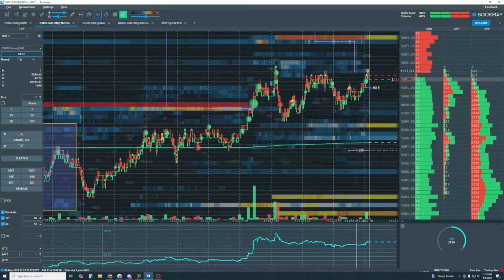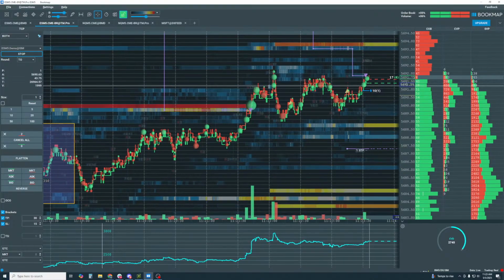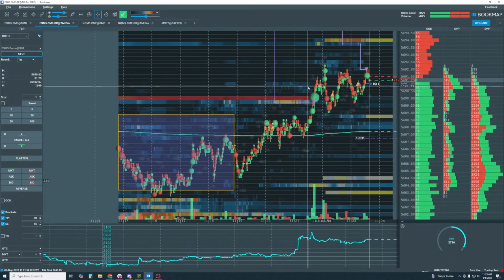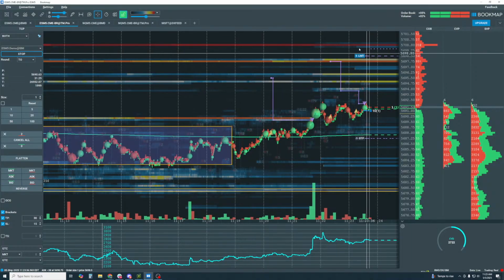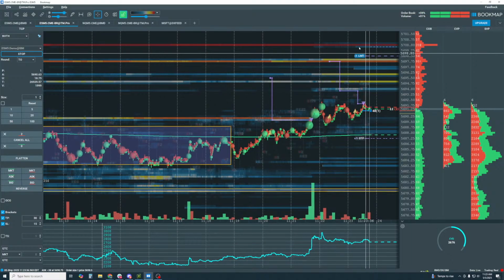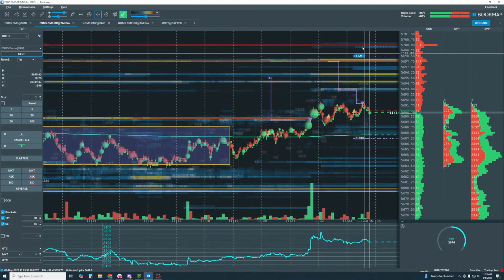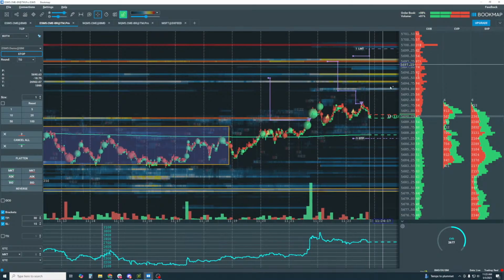So we got our top of the range. Now we're looking to hold on this breakout. So maybe bigger picture, want to come up to 5,700 here. So we can look for that.